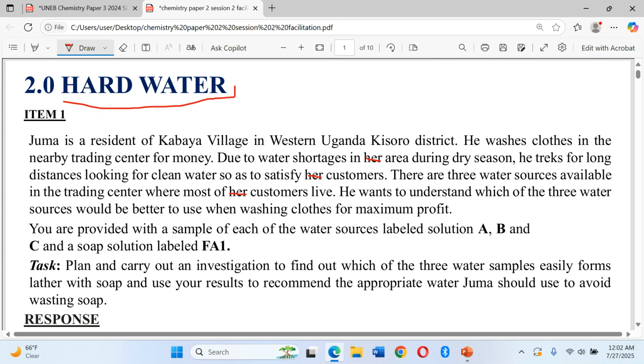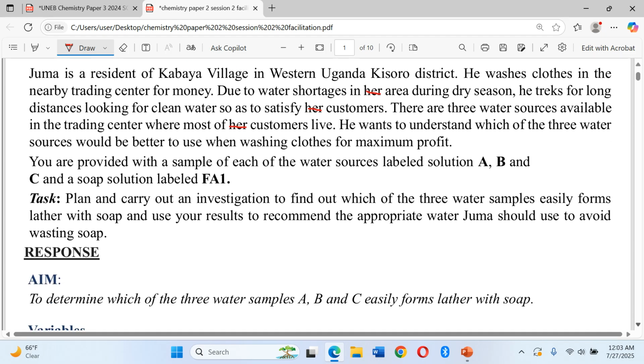So I believe we can do that because the task was general, talking about everything. Carry out the investigation, then use the results, which means you need to get results, and recommend. You need to recommend after analyzing. Are you seeing that? So can we go direct to the response? What is our aim? It is there. The aim is to determine which of the 3 water samples.